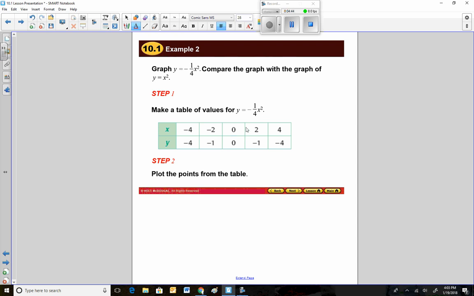Now, notice here they use 0, 2, and 4. And that's only because if you put in 2 for x squared, 2 times 2 is 4, which would allow you to cancel this 4 and the 4 that you would see right here. All right, so you get your points, and then you graph it.